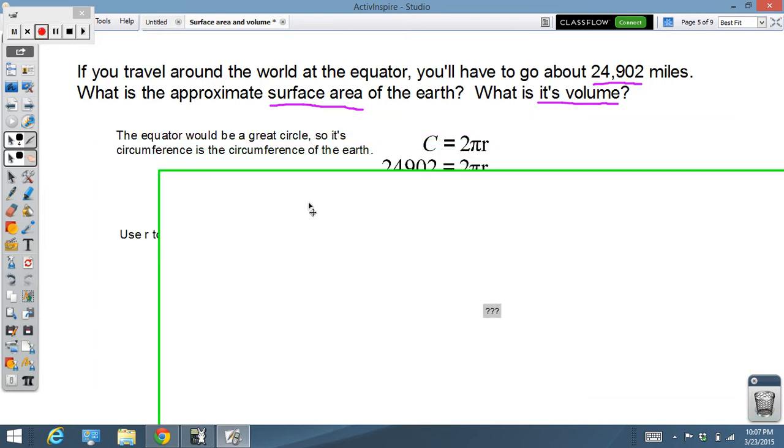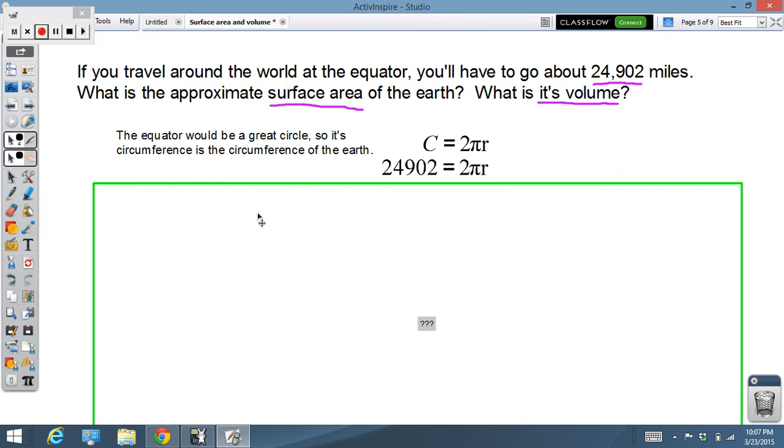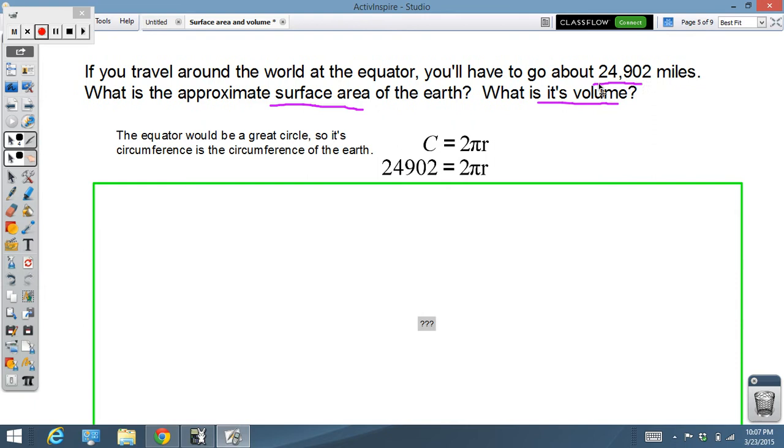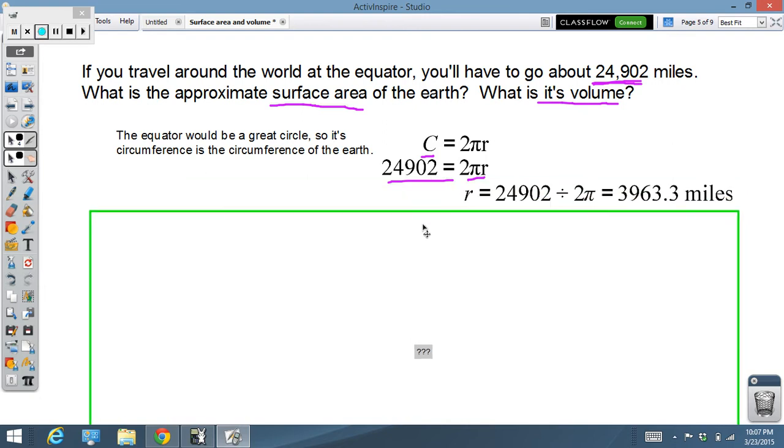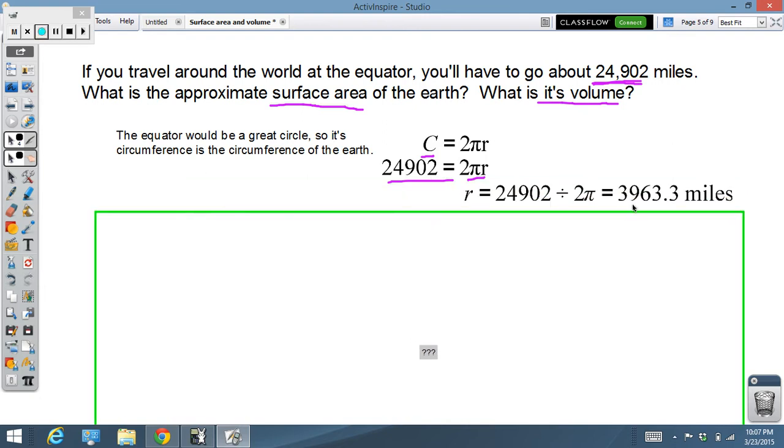All right. The equator would be a great circle, so its circumference, this number right up here, would be the circumference of the Earth. So let's plug in that circumference and work backwards to find the radius of the Earth. Dividing by 2 pi, I find that the radius of the Earth is 3,963.3 miles. Again, we took the circumference and divided it by 2 pi to find the radius.